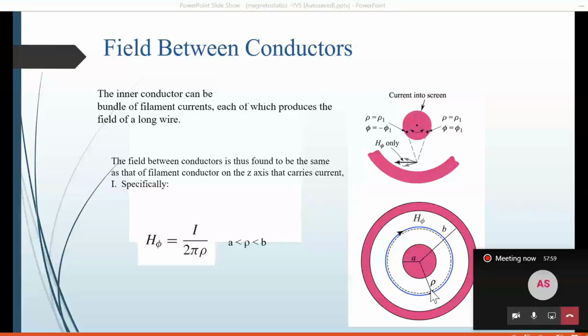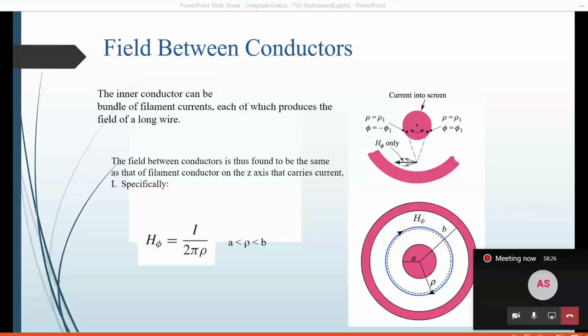I will enclose this middle conductor by a path, which has radius equal to rho or r. Once I enclose the middle conductor by this path, I can apply Ampere's law. According to Ampere's law, I will integrate H bar dot dl bar.